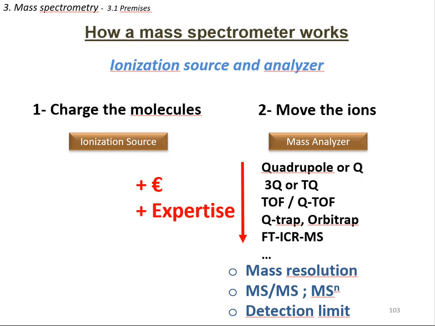Then some of them are able to do MS-MS or MS2 or even MSn, which means that it's possible to break the ion into smaller ions to analyze the structure of the molecule, the structure of this ion. And also they have different detection limits. Some of them have very low detection limits and others have higher detection limits. So it will depend on the abundance of the molecules we investigate.